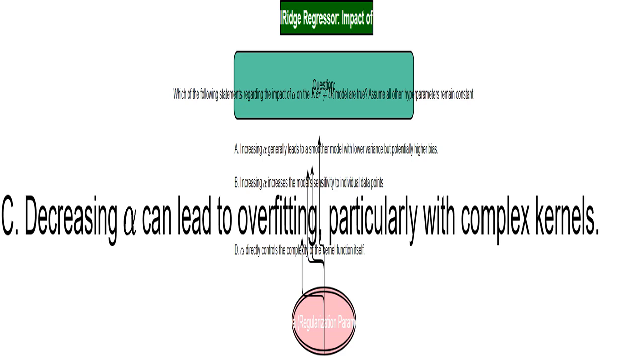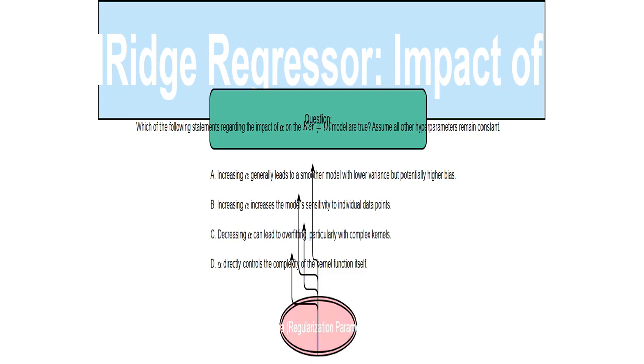Think of it like this. A high ALPHA makes the model less sensitive to individual data points. It forces the model to find a smoother fit overall. A smaller ALPHA does the opposite. This question tests your knowledge of how ALPHA, the regularization parameter, affects the kernel ridge model. We'll carefully examine each statement to see how ALPHA influences things like model smoothness and sensitivity to individual data points.